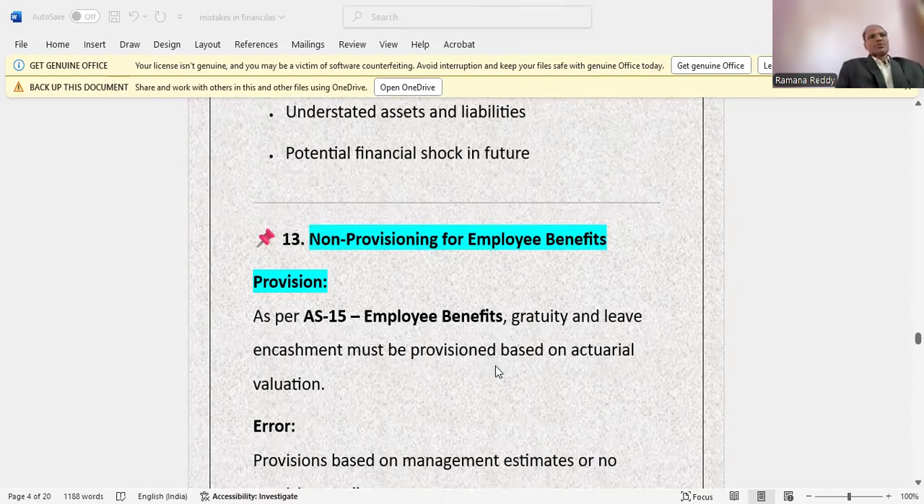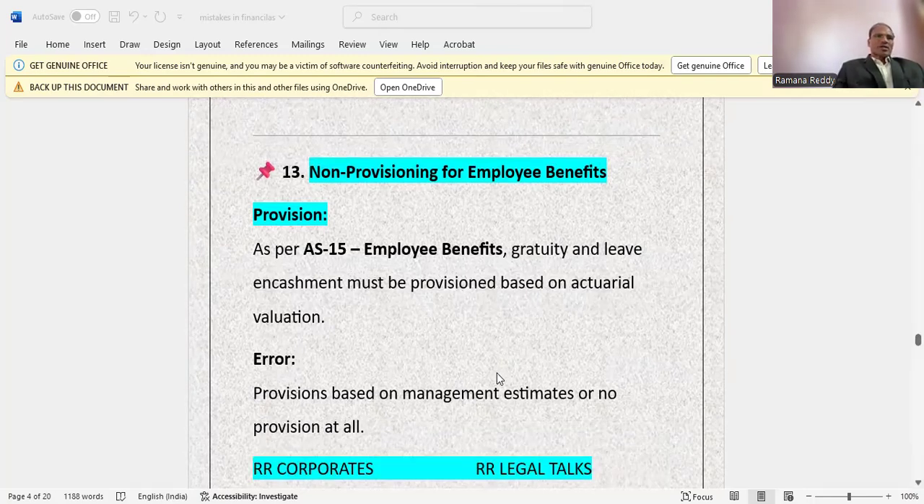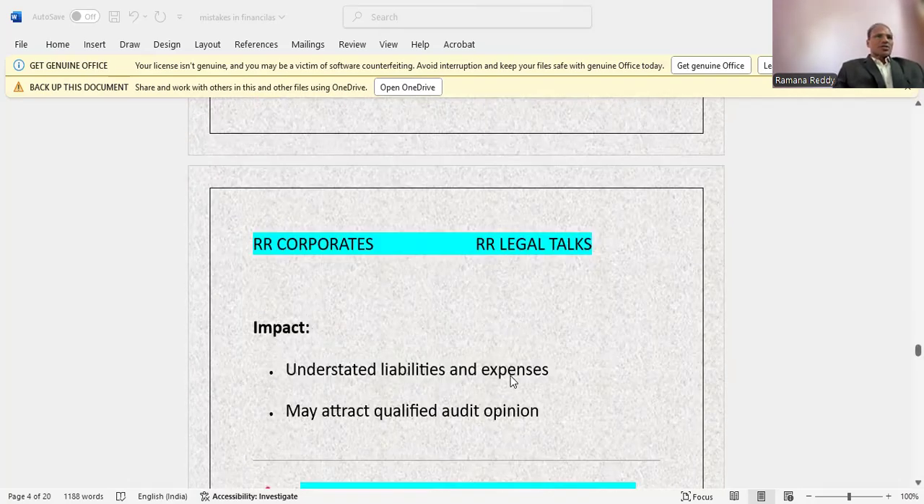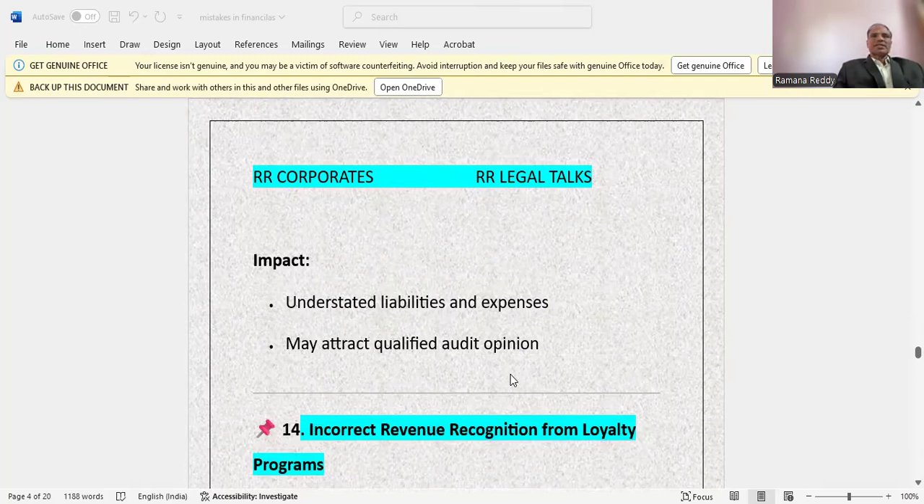And non-provisioning for employee benefits. As per Accounting Standard 15, Employee Benefits, gratuity and leave encashment must be provided for based on actuarial valuation. The error is provisions based on management estimates or no provision at all. So the impact: understated liabilities and expenses, which may attract a qualified audit opinion.